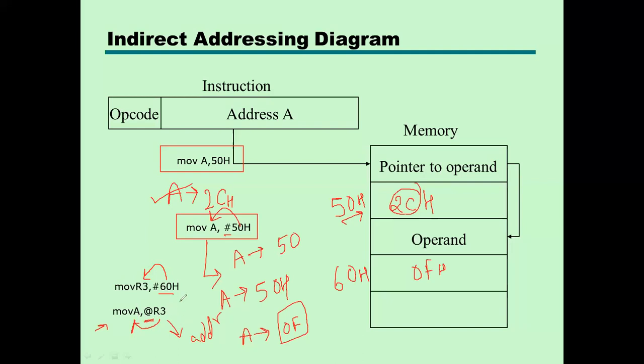Though this 60 has been loaded as data into the R3 register, once we write at the rate in the next instruction, the destination is the accumulator and the source is the content of the R3 register. What is the content of the R3 register? It is 60. Now this 60 is going to become the address of the memory location. So whatever is at the address 60, I'm assuming that data is 0F for example, that data will be copied inside the accumulator. So this is just a summary of all the addressing modes: immediate, direct and indirect. I hope this is clear.